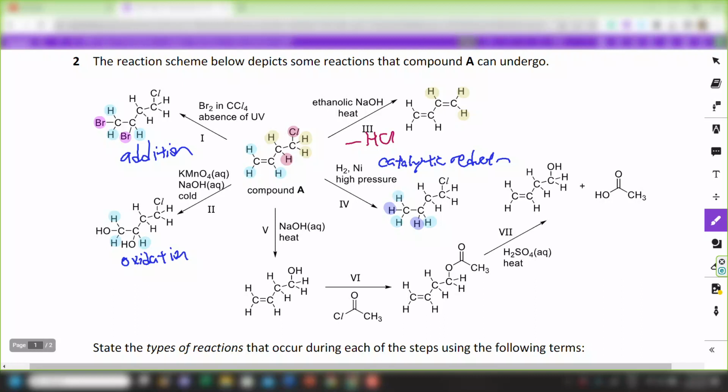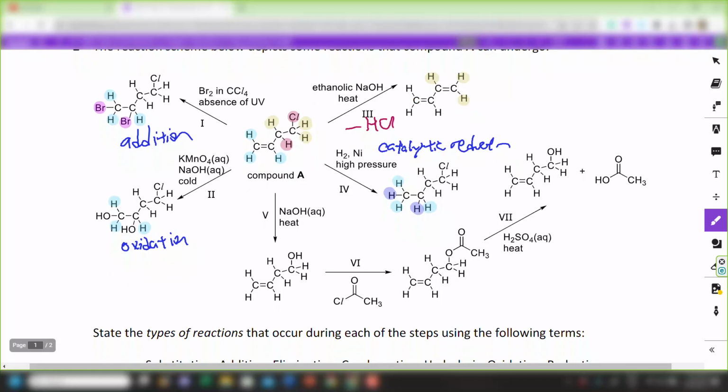Then what about reaction 5? I'm just going to remove the highlights so that it's easier, and focus on this part. You'll notice that for reaction 5, the Cl is being replaced by OH.